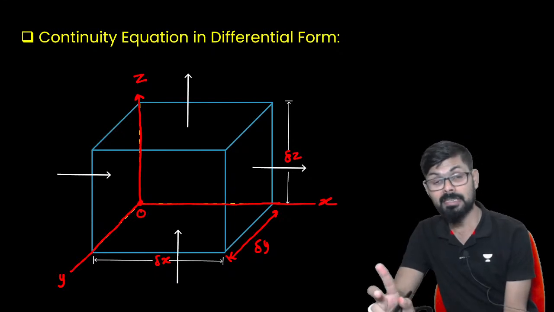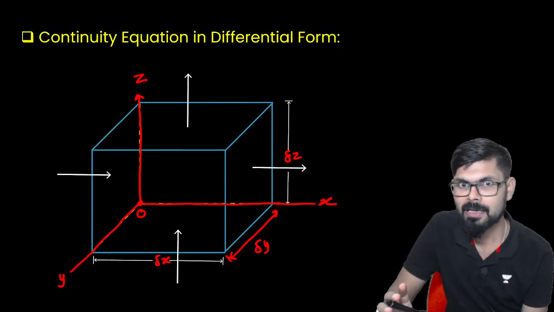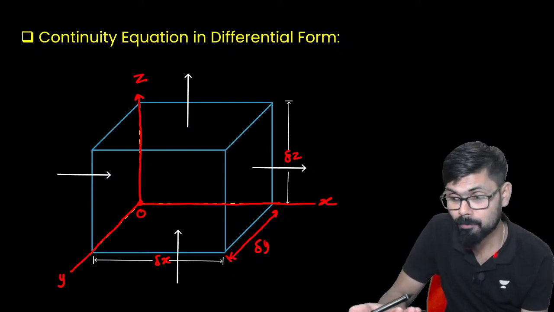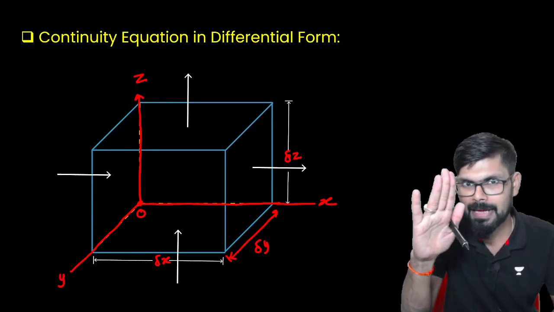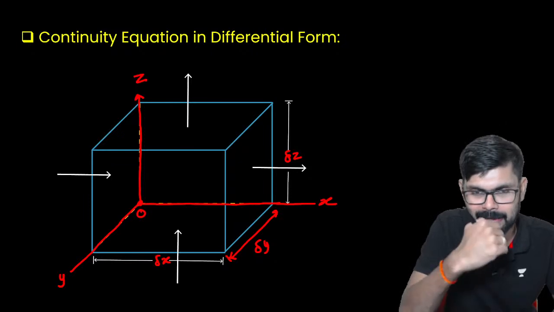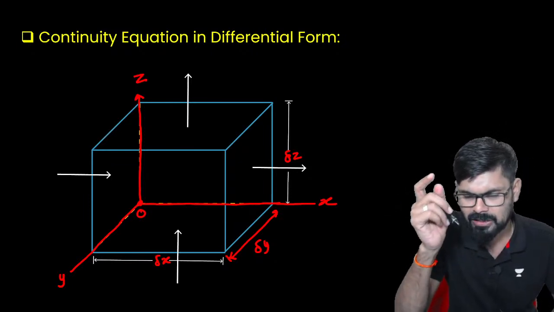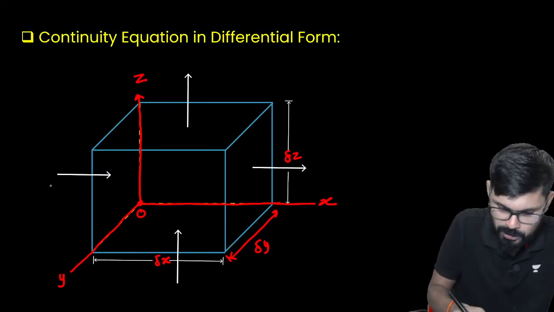Now please listen here carefully. Now I have to analyze the mass flow rate. Basically, we have to apply the mass balance. So here the mass can flow in 3 directions, obviously the x direction, y direction, and z direction. Let's start with the x direction. What is the mass flow rate?